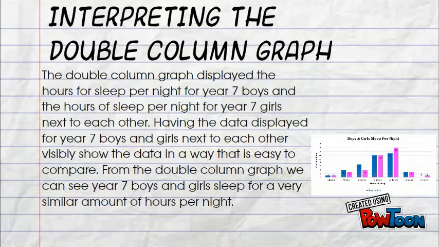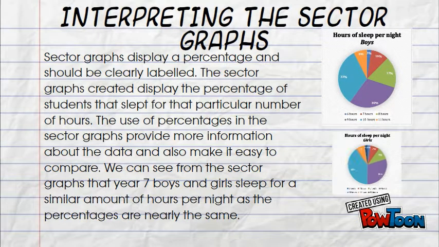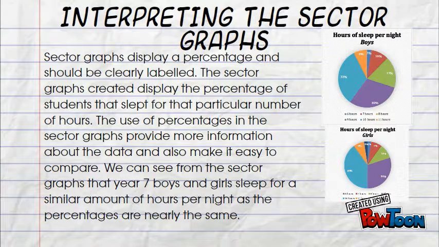Having the data displayed for Year 7 boys and girls next to each other visibly shows the data in a way that is easy to compare. From the double column graph, we can see that Year 7 boys and girls sleep for a very similar amount of hours per night. Sector graphs display a percentage and should be clearly labelled. The sector graphs created display the percentage of students that slept for that particular number of hours. The use of percentages in the sector graphs provides more information about the data and makes it easy to compare. We can see from the sector graphs that Year 7 boys and girls sleep for a similar amount of hours per night as the percentages are nearly the same.